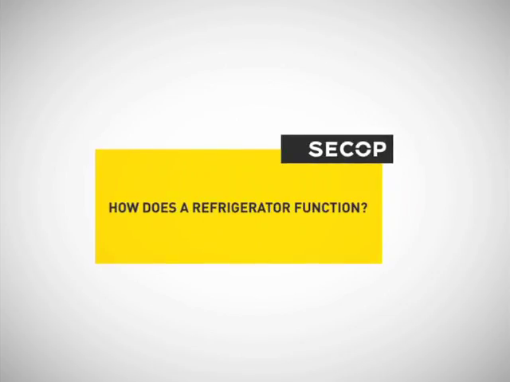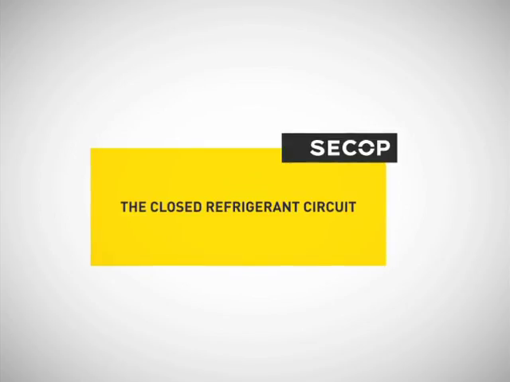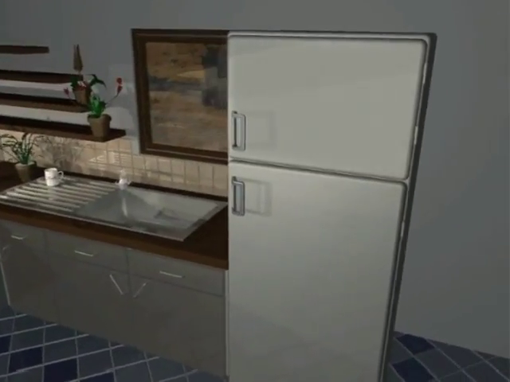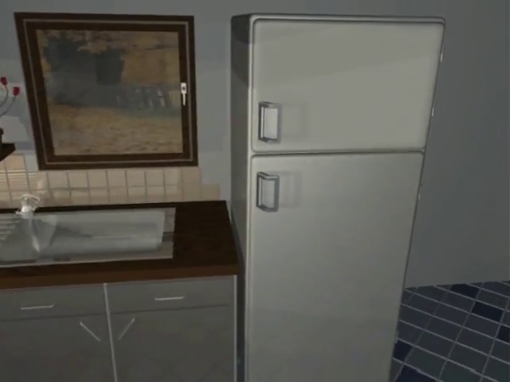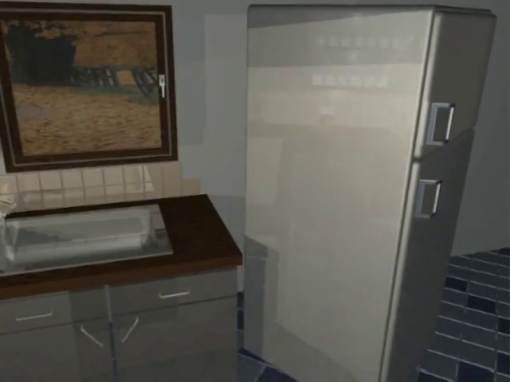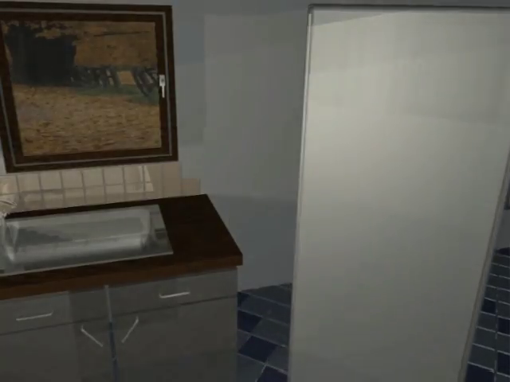But how does a refrigerator function? How does a system function that's not refilled? The closed refrigerant circuit. In contrast to the human body, a closed circuit is needed for cooling systems. In such a circuit, the refrigerant must be made to liquefy and evaporate again. Only gas is suitable for this purpose.